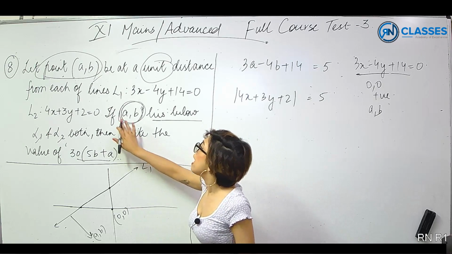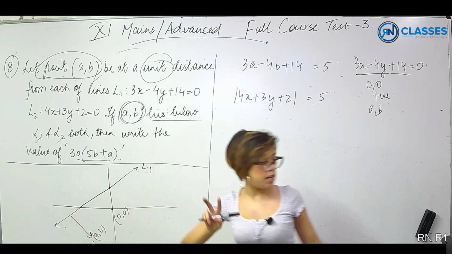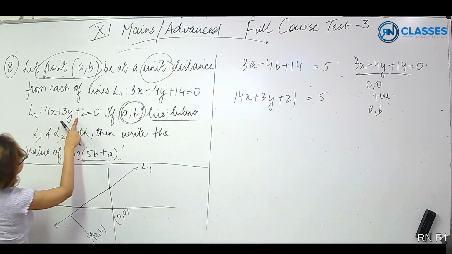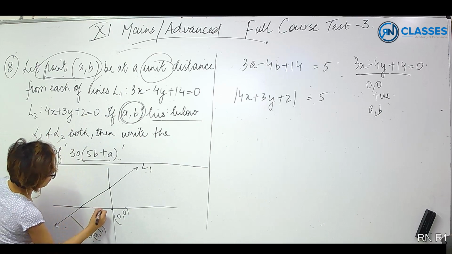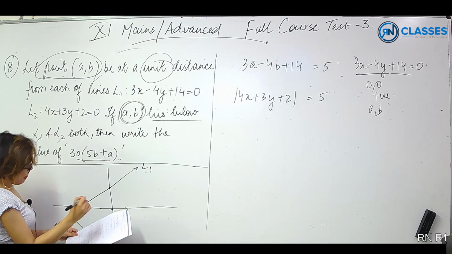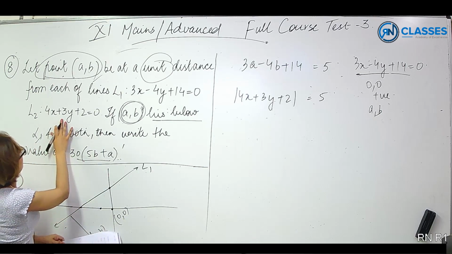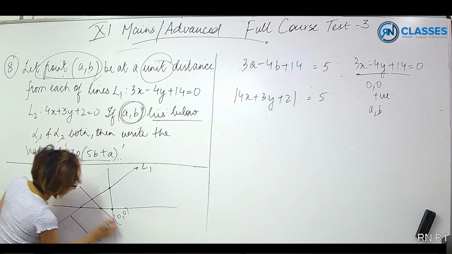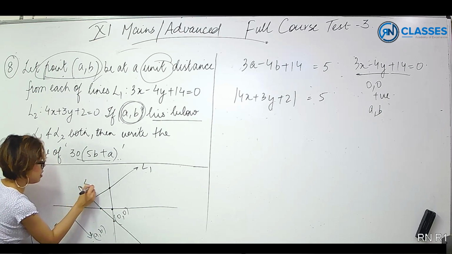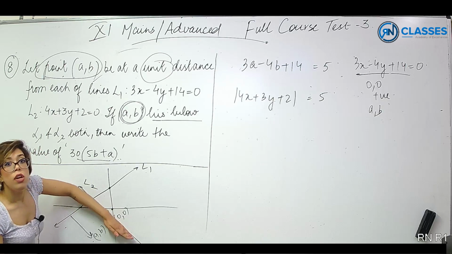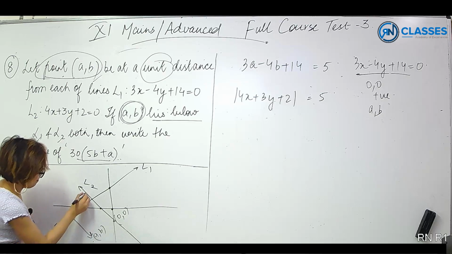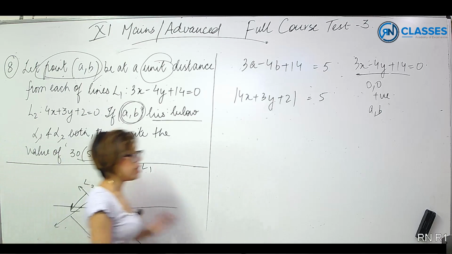Now he says it lies below L2 also. So let me make L2 tentatively. He says L2 x-intercept is minus 1 by 2, so maybe here, tentatively. And y is minus 2 by 3, so maybe it is here. Cool. So my line L2 is here. Now he says it is below, so that means a comma b will be this side. Now I need to talk about L2.